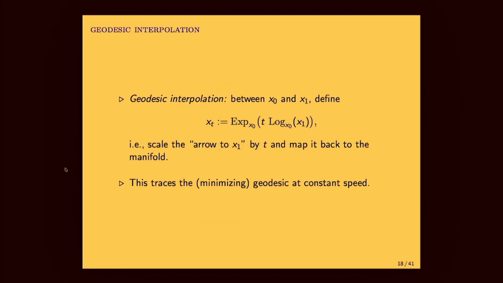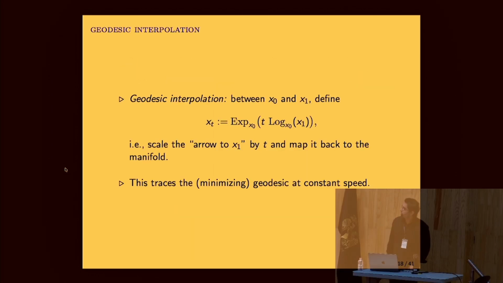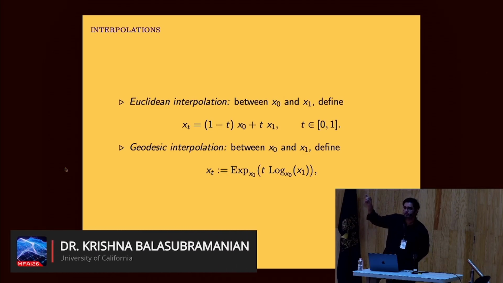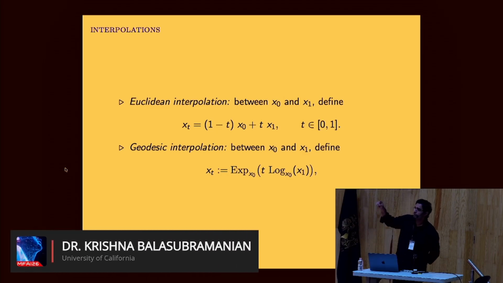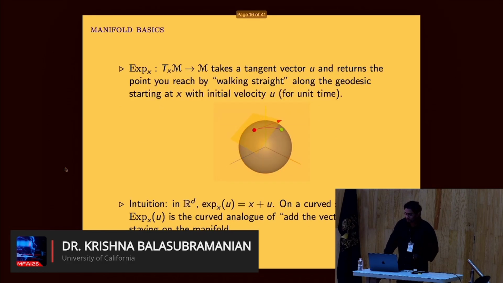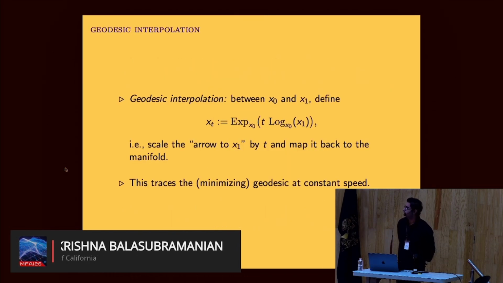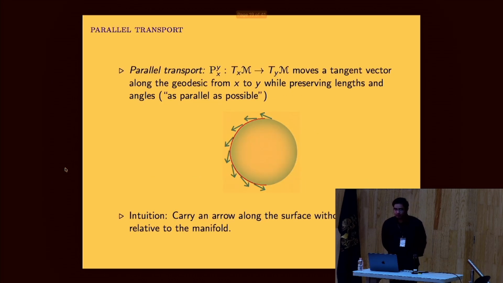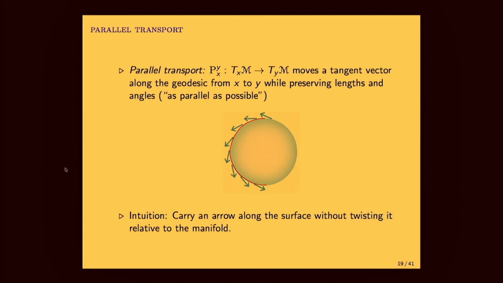Now, this gives the interpolation. If you go back to the slide, whenever you have this addition, you have to replace it with this exponential map, because you'll be away from the manifold, on the tangent space. And whenever you're on the tangent space, you need to bring it down. That's exactly why you end up with this geodesic interpolation. So you basically scale the arrow to x1 by this factor t, and then map it back to the manifold, right?